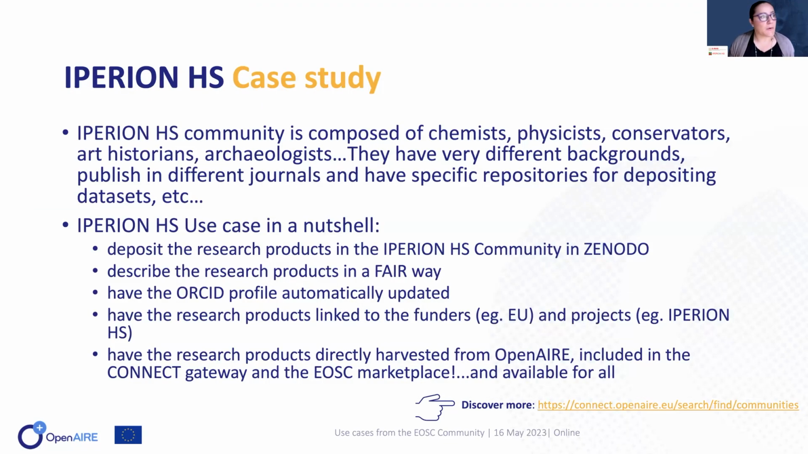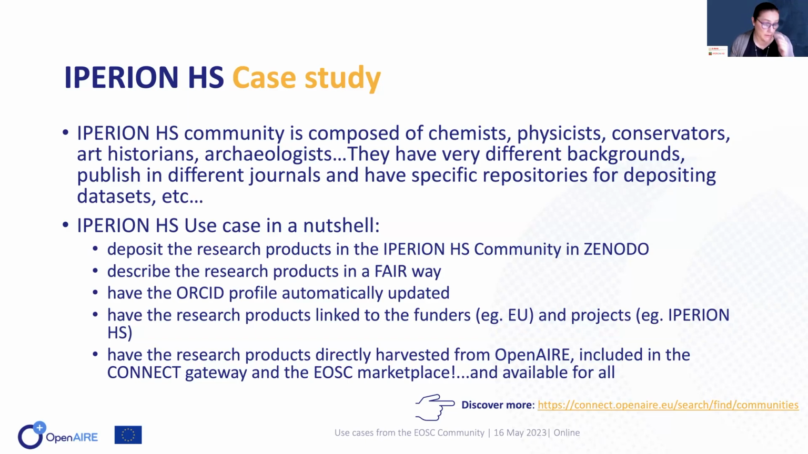So, as I said, the EGI-ACE chess community is composed of chemists, physicists, conservators, art historians, archaeologists, paleontologists, and all of them have very different backgrounds. They publish in different journals and have specific repositories for depositing data sets. What was useful for EGI-ACE is the collaboration with OpenAIRE and EOSC, and we started to deposit the research products in the EGI-ACE community in Zenodo, and this helped our community to upload the metadata and all the information in a FAIR way and in a homogeneous way.